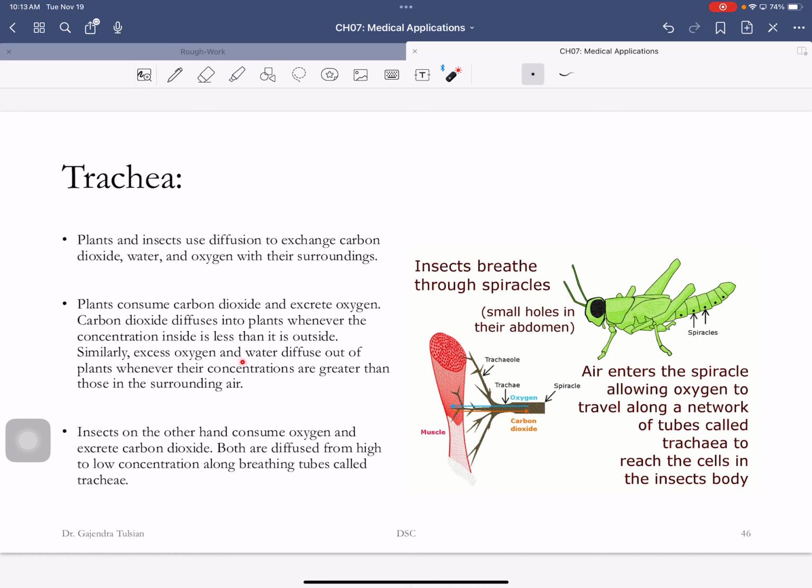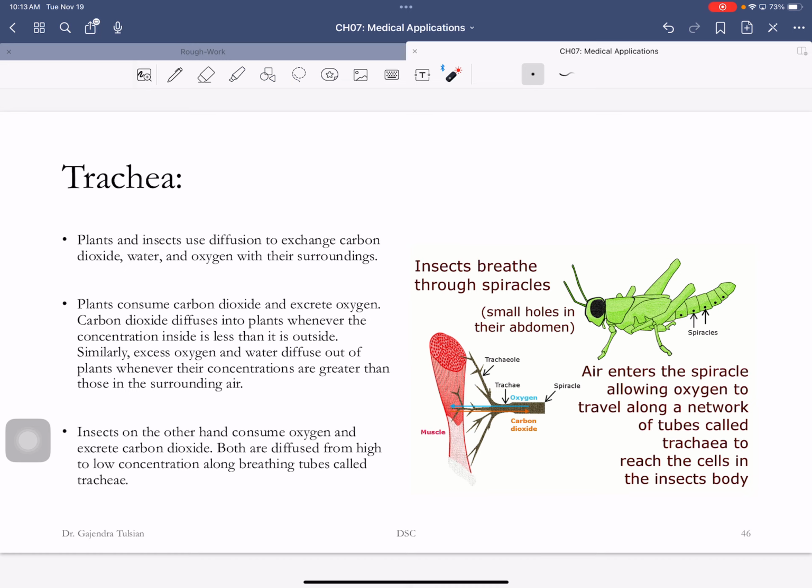Similarly, excess oxygen and water diffuse out of plants whenever the concentration is greater than in the surrounding air. Again, the concentration in air is constant, with oxygen at just 20% of the atmosphere. So oxygen will move out of the leaves to the atmosphere when the concentration of oxygen is higher in the leaves. Insects consume oxygen and excrete carbon dioxide.